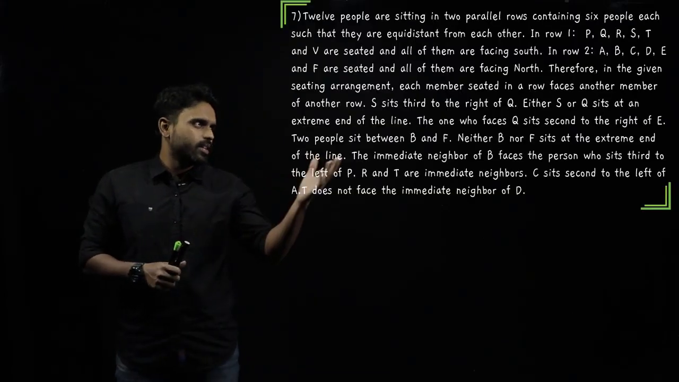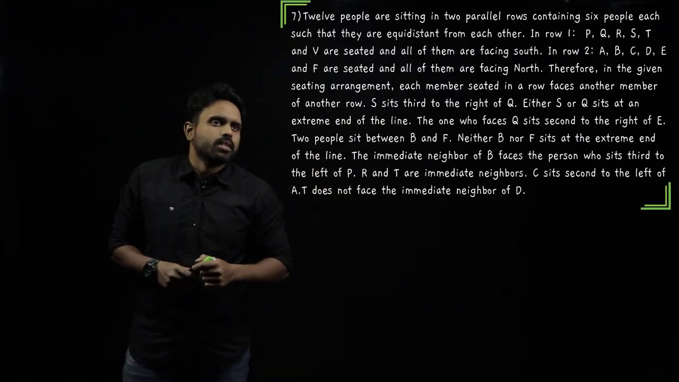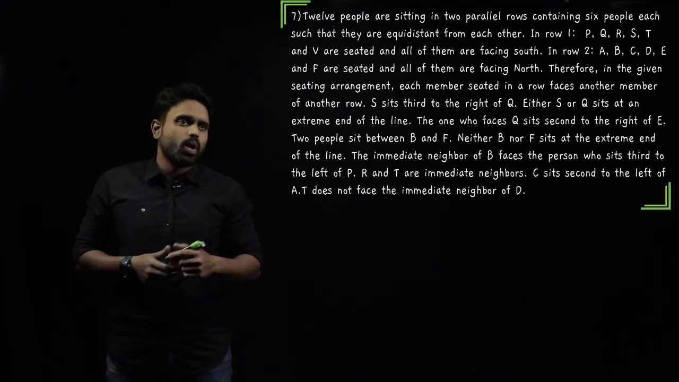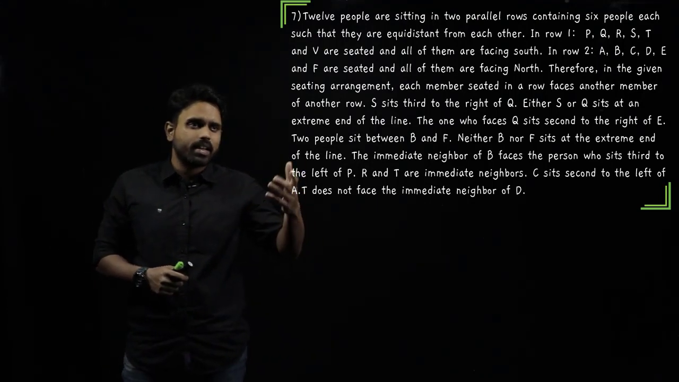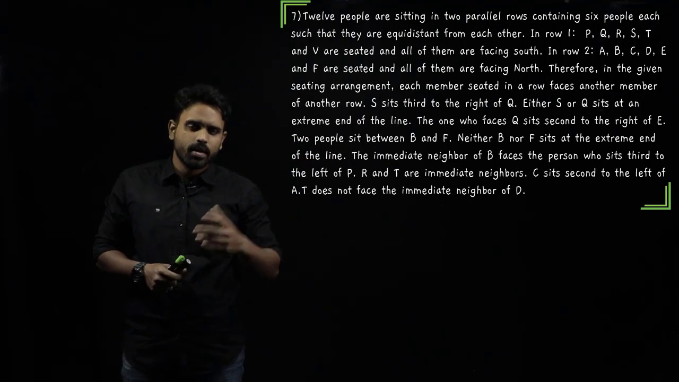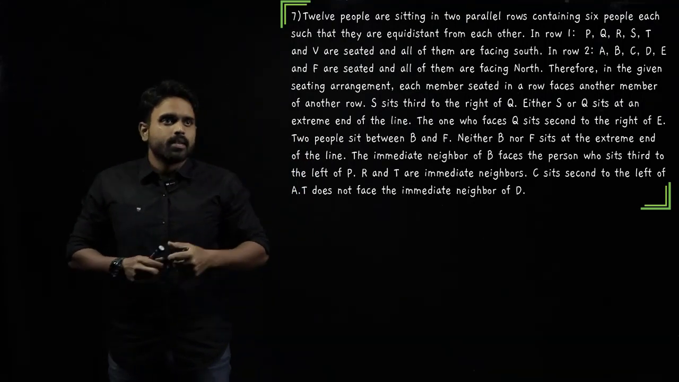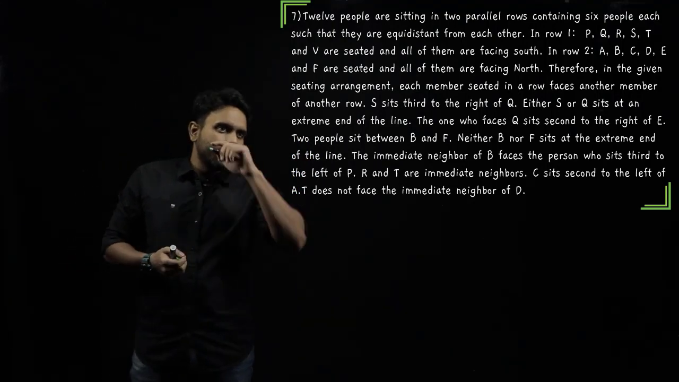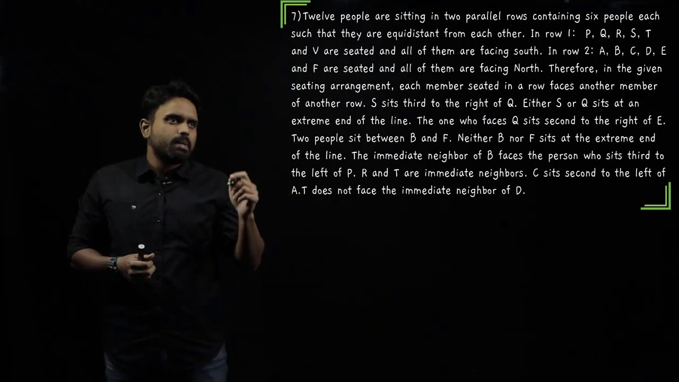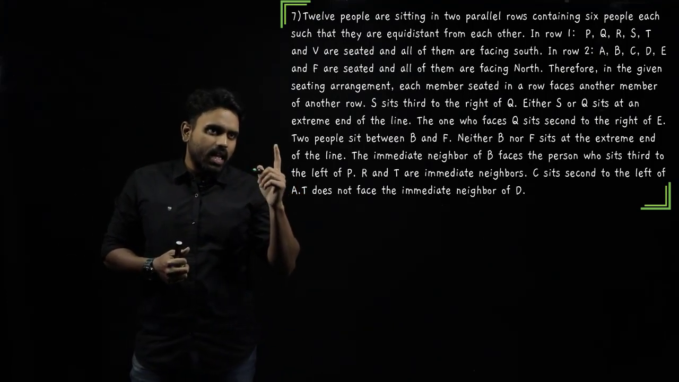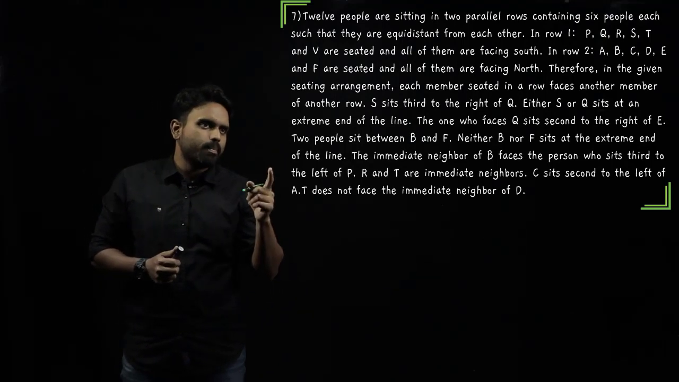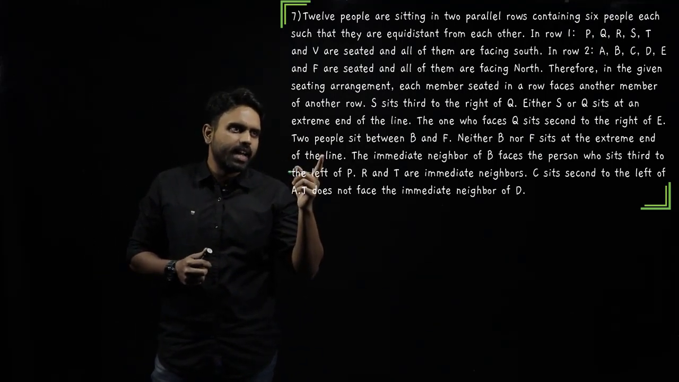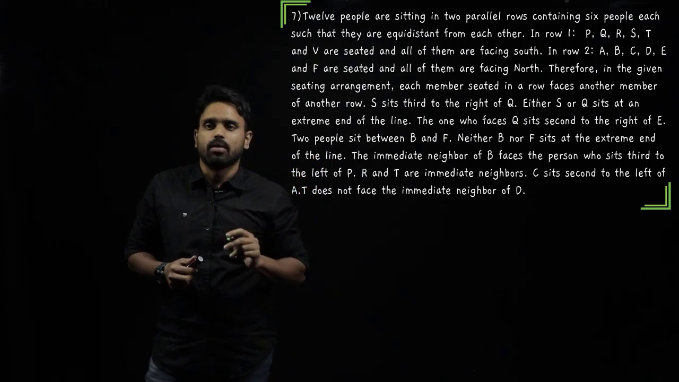Welcome back, guys. So the next question that we have here is, let's have the question here. The question says something like this. There are 12 people. It's a question on parallel row arrangement and the number of people are increased and the number of conditions are more here. So let's try to solve this. 12 people are sitting in two parallel rows consisting of 6 people each such that they are equidistant from each other. Okay. In row 1, PQRSTV are seated and all of them are facing south.